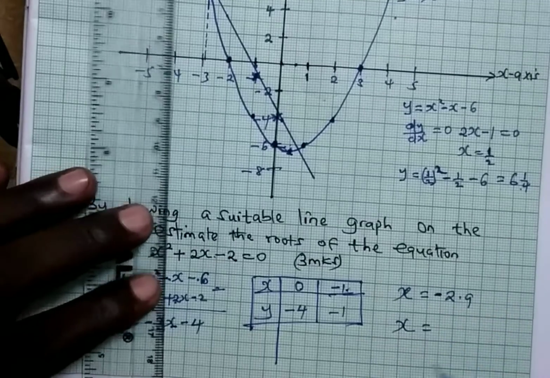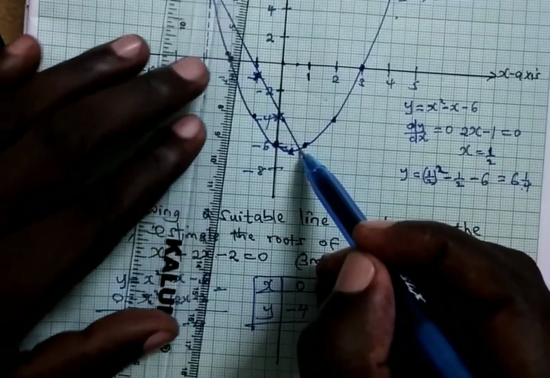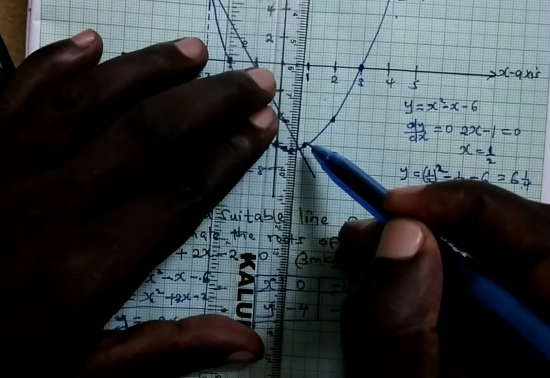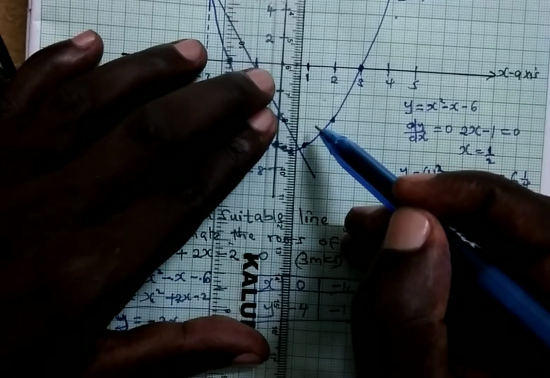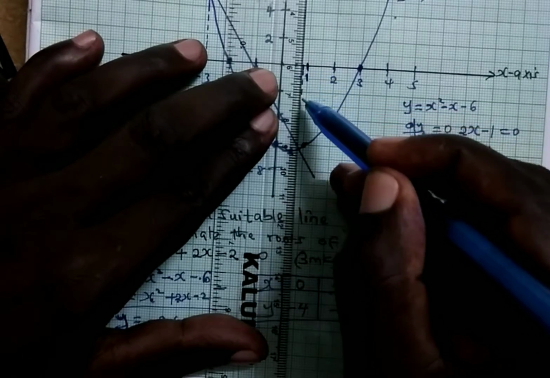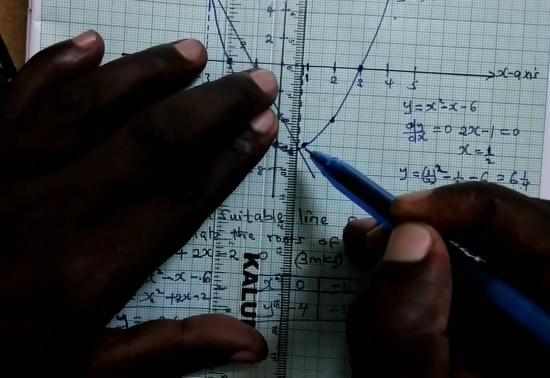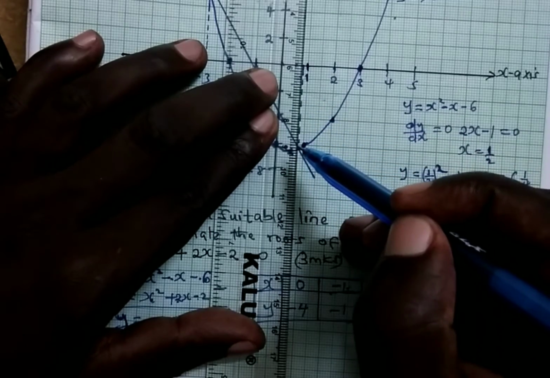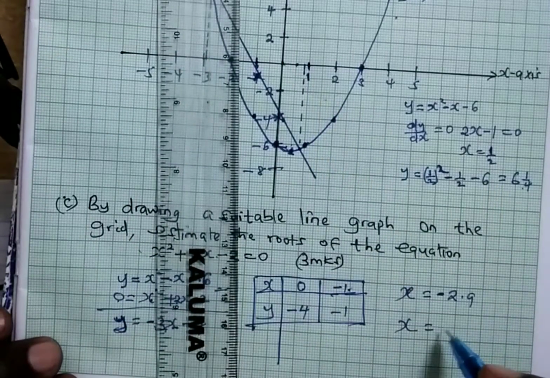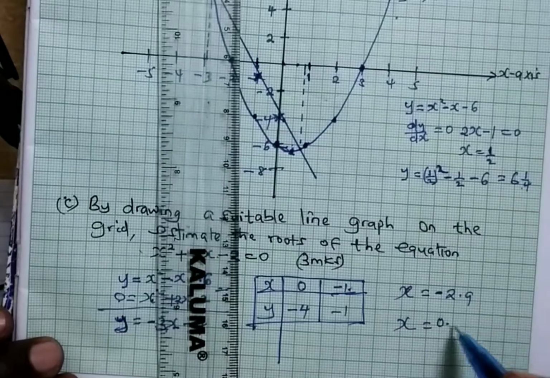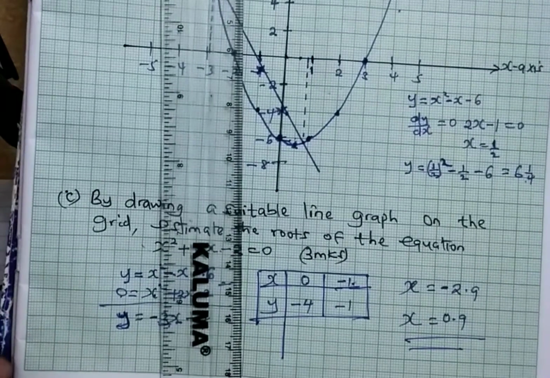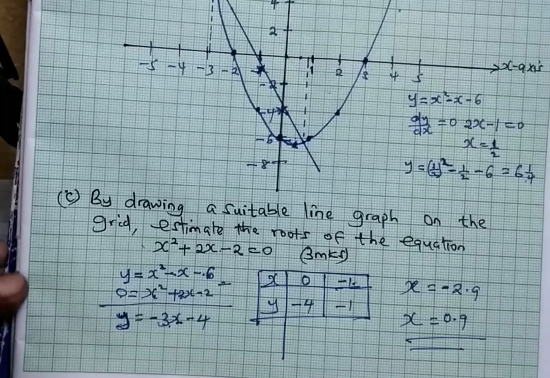Another value of x will come from where this other line intersects with the curve. So we go to that particular point, and then we draw a broken line towards the x-axis for us to be able to pick that particular solution from there. And in this case, you realize our x again is going to be 0.9. By so doing, now you'd have estimated the roots of this particular function very well.